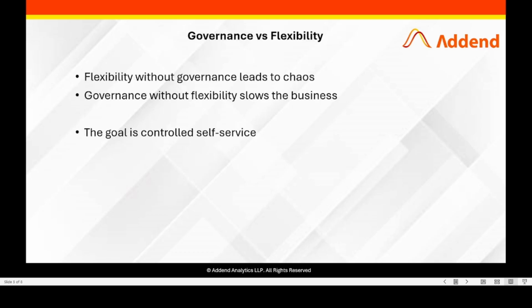Governance versus flexibility, finding the right balance. Governance and flexibility are often seen as opposites, but both are essential. Flexibility without governance leads to chaos. Governance without flexibility slows down the business. The goal is controlled self-service, where business users can explore data freely but within well-defined rules and trusted data structures. For example, users can create their own reports, but calculations and definitions come from a governed central model. This balance enables speed without sacrificing trust.